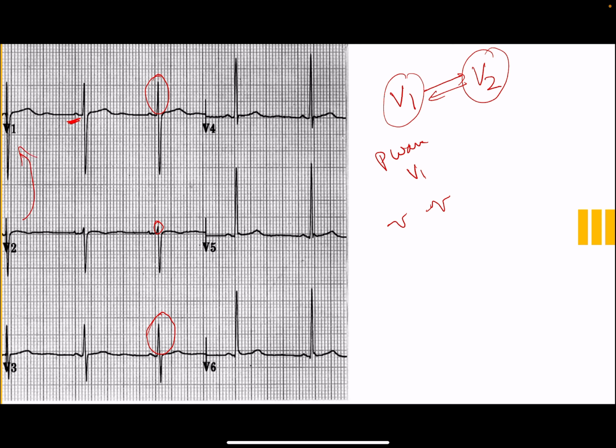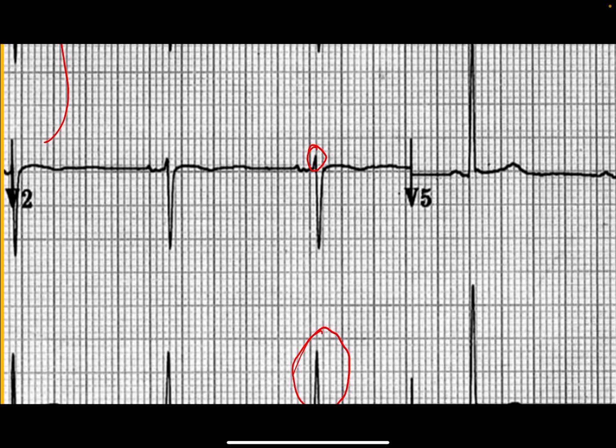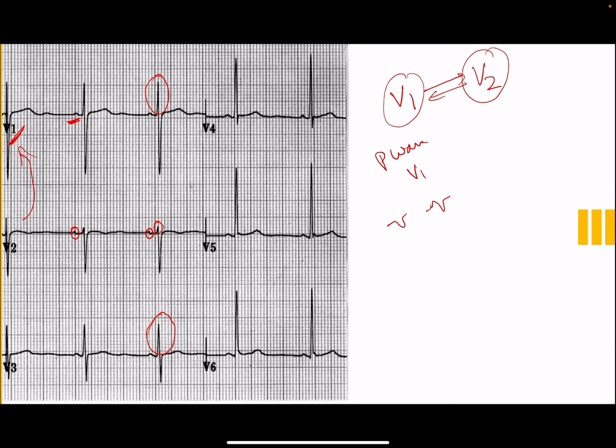The actual V1 you can see here. If you zoom in, can you appreciate this? It's not a completely positive wave, it is a biphasic wave. So this is one of the indications that the precordial leads are reversed. You look at the transition and also at the P wave, and whenever you find something abnormal in the transition, always repeat the ECG.